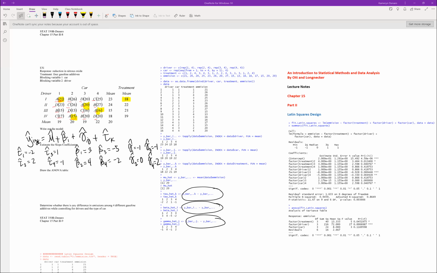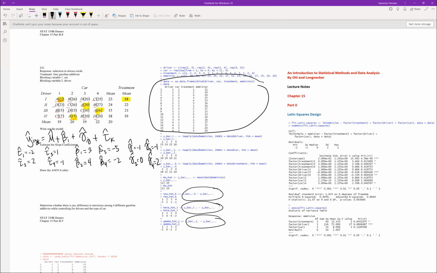So if we look at this code here, we've created a data set that has the driver, the car, the treatment, and the emissions. Instead of A, B, C, D for the treatments, I just use numbers 1, 2, 3, 4. That shouldn't change the output. And we have each of the emissions going through.